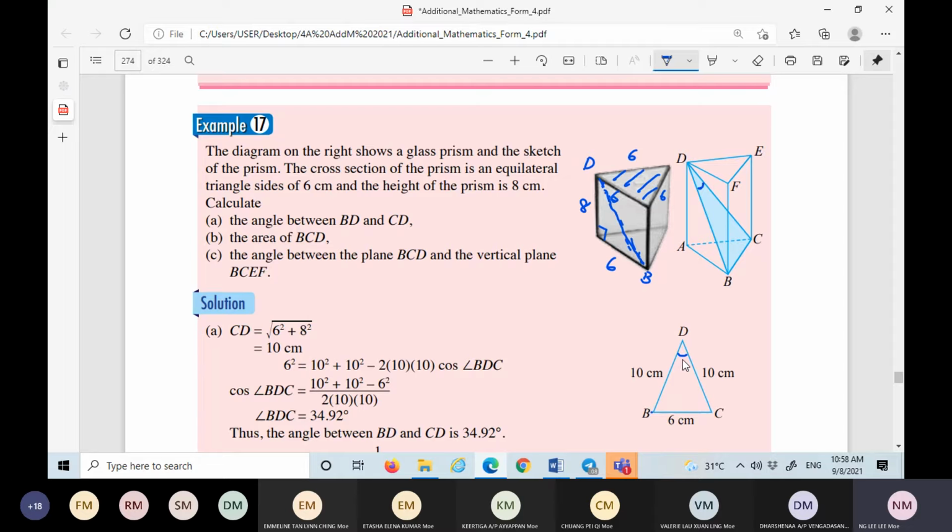You want to find this angle, so use the cosine rule. You use the cosine rule to find the angle. This is the angle. Now we have settled part A. Now we go to part B.